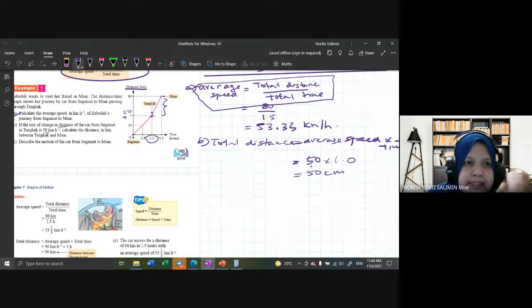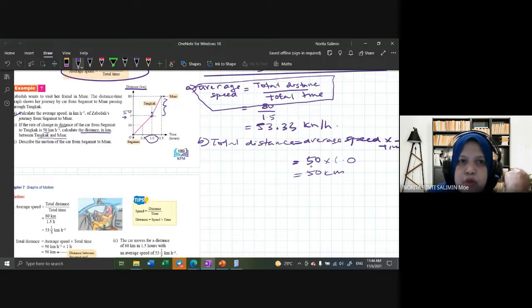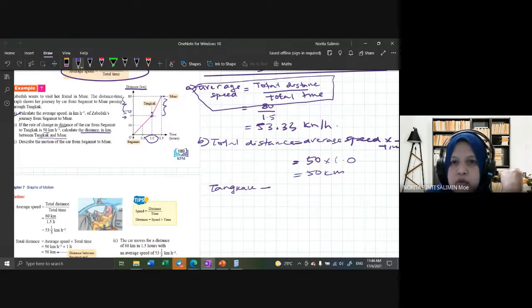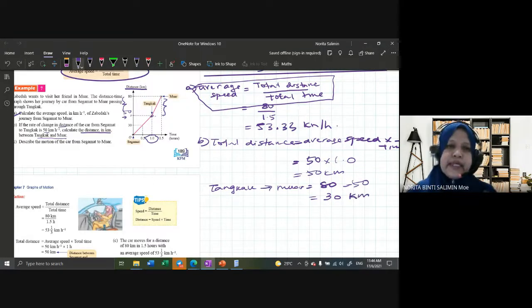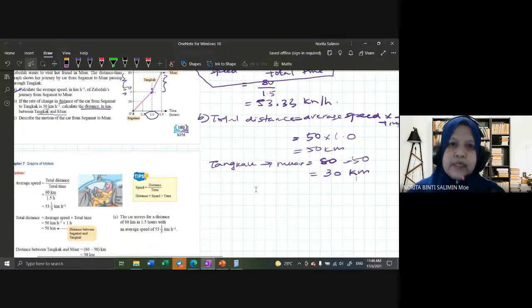Soalan dia tanya calculate the distance from Tangkak to MEWAH. So kalau kat sini 50, so daripada Tangkak nak pergi MEWAH, berapa lagi kilometer? So from Tangkak to MEWAH, it should be 80 minus 50. So we got another 30 what? Kilometer. Okay, 30 kilometer nak sampaikan daripada Tangkak ke MEWAH.